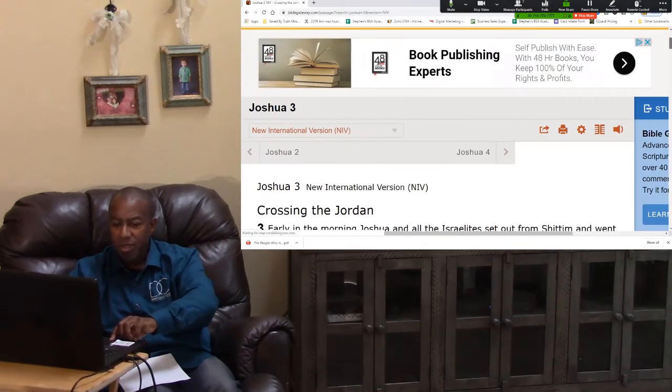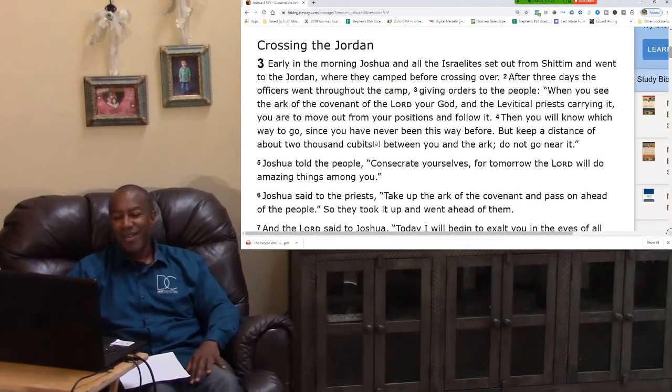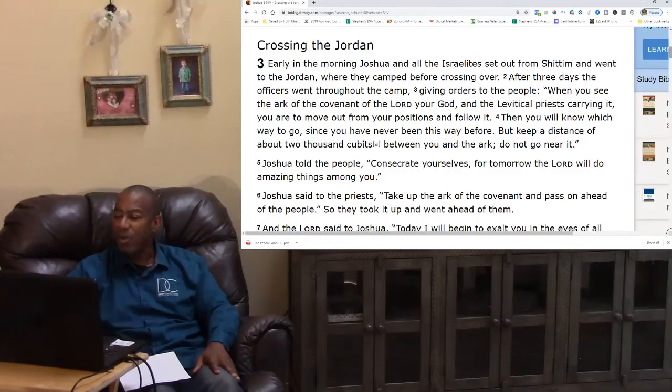Joshua 3, starting in verse 1. This is a pretty awesome story. Early in the morning, Joshua and all the Israelites set out from Shittim and went to the Jordan, where they camped before crossing over. After 3 days, the officers went throughout the camp, giving orders to the people. When you see the Ark of the Covenant of the Lord your God and the Levitical priests carrying it, you are to move out from your positions and follow it. Then you will know which way to go, since you have never been this way before.